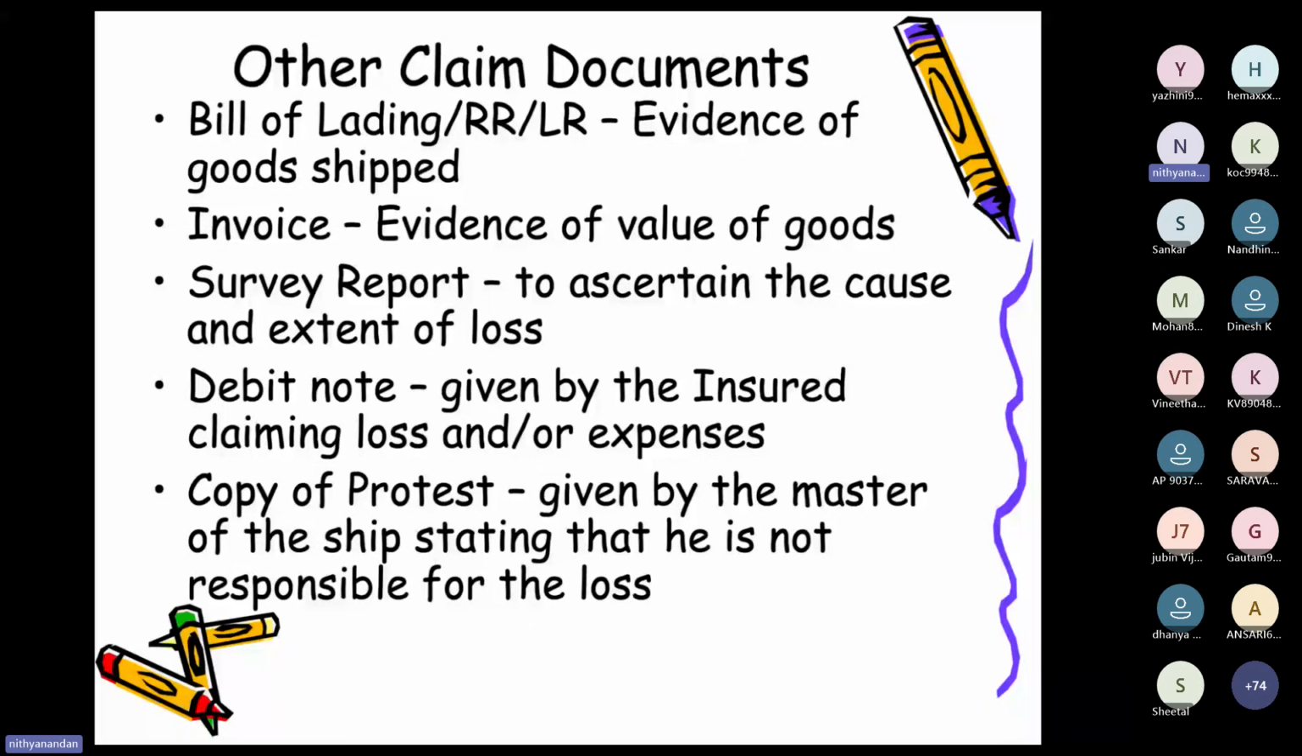In the same way, one invoice may be for some 1,000 tons, and each lorry will have only 20 tons or 10 tons. So how much is going in each lorry, we need to know only by the LR. For this purpose, to know how much has shipped in a particular ship or lorry, we require these documents. Then the invoice gives evidence of the value of the entire goods.